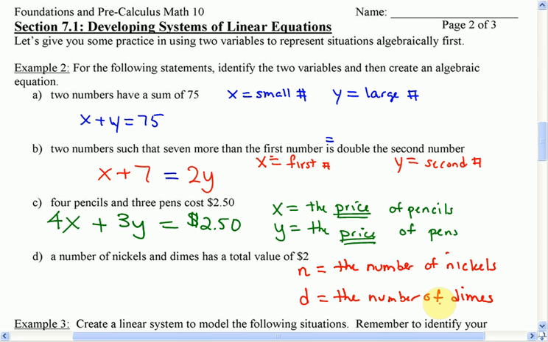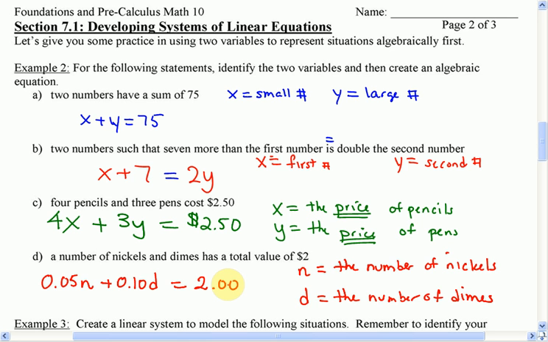Okay. What do we have now? A number of nickels and a number of dimes has a value of $2. How much is a nickel worth? 5 cents. Right. So 0.05 N, right? And then how much is a dime worth? 10. So 0.10 D. And if I add that together, the value is how much money? $2. So that's 2, or 2.00.